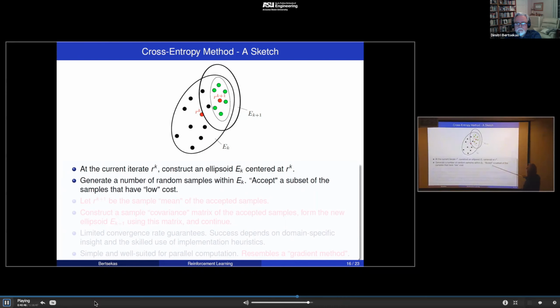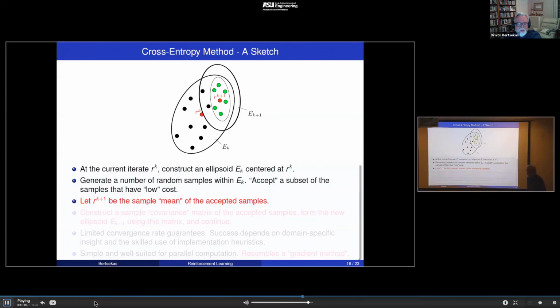Now, this method accepts a subset of the samples that have low cost, and these are the green ones in this figure. So within this ellipsoid, I generate all these points, the black ones and the green ones, and I select a portion of those that have low cost. And now I can generate the sample mean of these accepted samples, in the usual way. And that I call Rk plus 1. So I generate the good points, I go towards the good area, and I go right in the middle of those. That's my Rk plus 1.